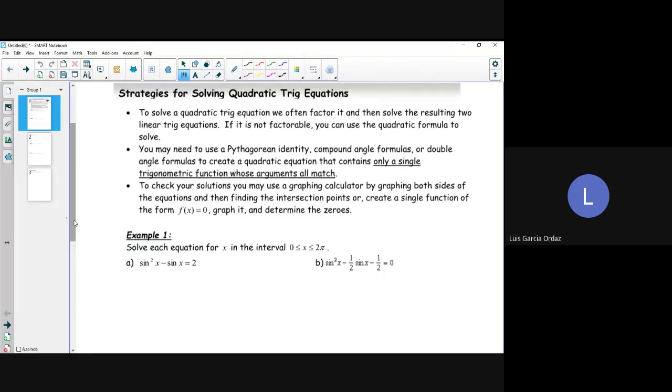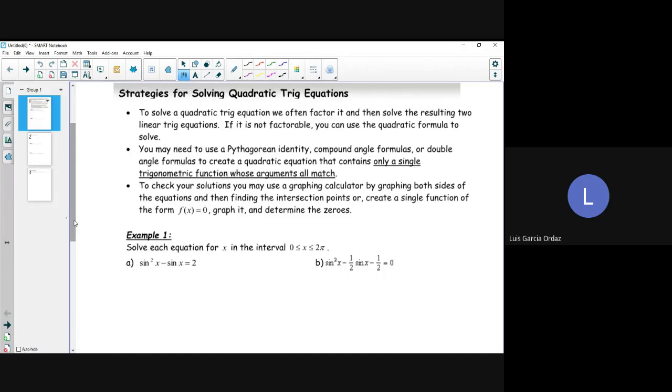Okay, so today we're going to be doing 6.6, the last lesson of Unit 6, where we're going to talk about solving quadratic trig equations. Some strategies for solving quadratic trig equations: we often factor the equation and then solve the resulting two linear trig equations. If it is not factorable, you can use the quadratic formula.